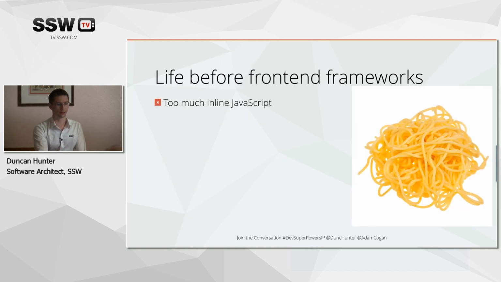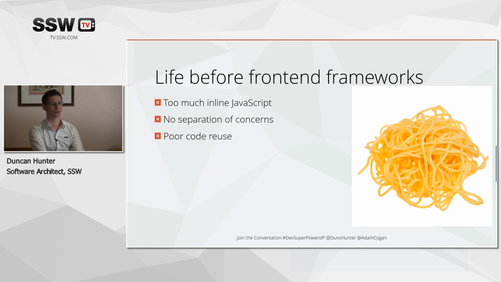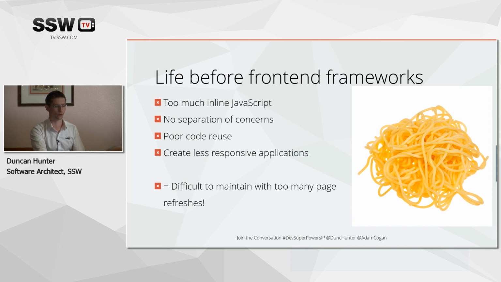So life before front-end frameworks was very much like this. We ended up in a big pile of spaghetti, too much inline JavaScript, no separation of concerns, poor code reuse. We weren't encouraged to create really responsive apps because it was more trouble to go out of our way to make it happen. And all this means that it's difficult to maintain.